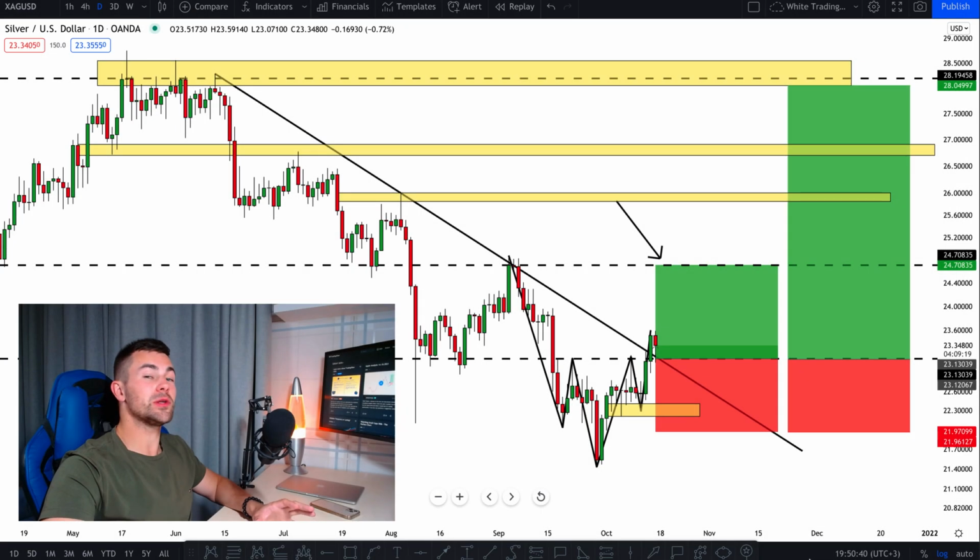So that is how we trade the head and shoulders pattern. I hope you enjoyed this example. I hope you will take that trade with me, and hopefully we will make nice money on this swing trade.